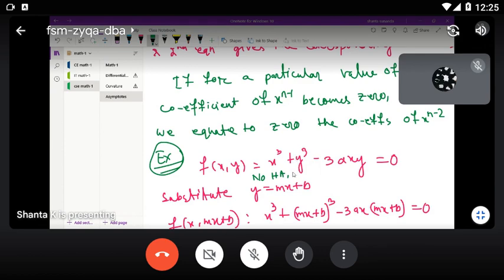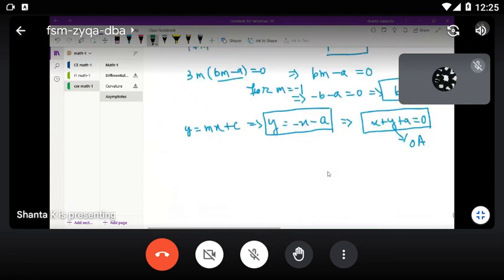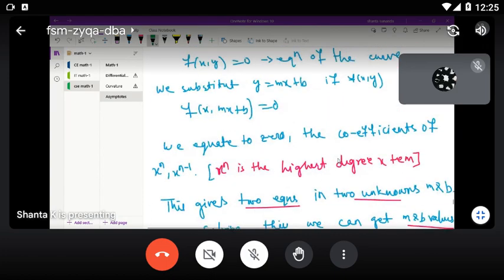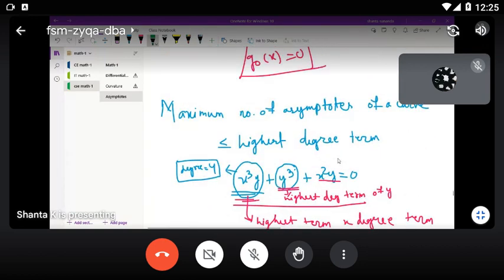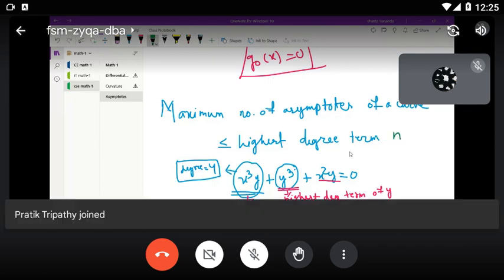Similarly, here the coefficient is 1. So you cannot equate it to 0. Only if it's a function of x here or a function of y here, you can do that. So no vertical asymptotes. Even though it's a third degree curve, we have only one asymptote, x plus y plus a. It's like an algebraic equation: if you have an equation of degree n, it has a maximum of n roots. So similarly, the maximum number of asymptotes of a curve is less than or equal to the highest degree. If it's n, then it's n.